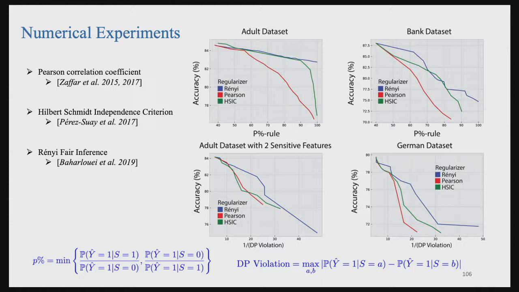For example, let's look at this plot. We see the accuracy versus p-percent rule. What is p-percent rule? P-percent rule is defined this way. It looks at whether you, for example, decide to interview a person or not, given the condition that you have two different races, race 1 and race 0.